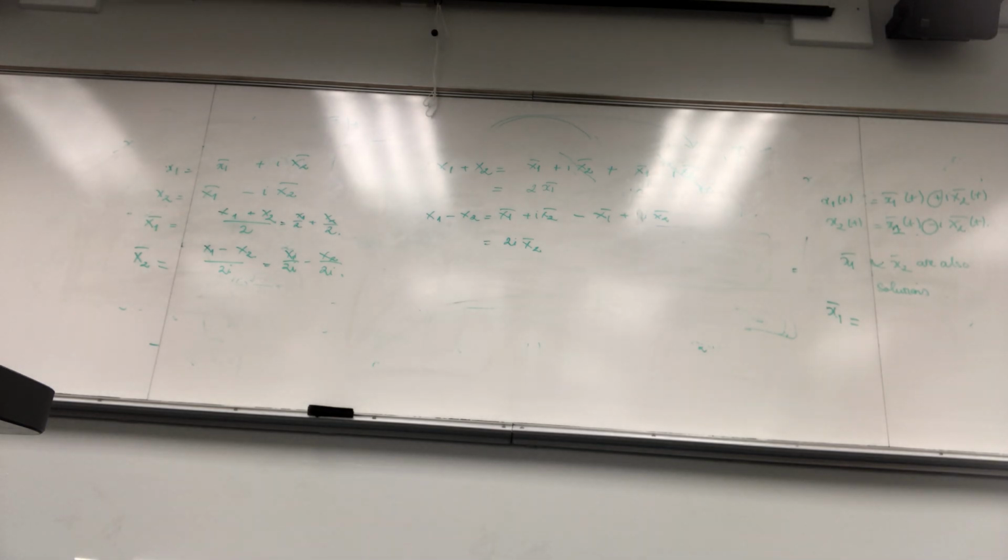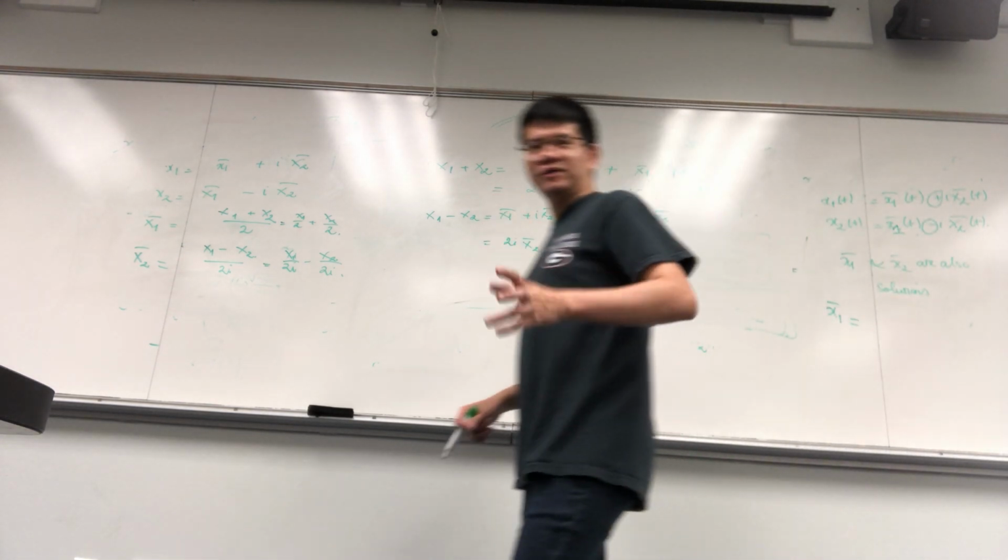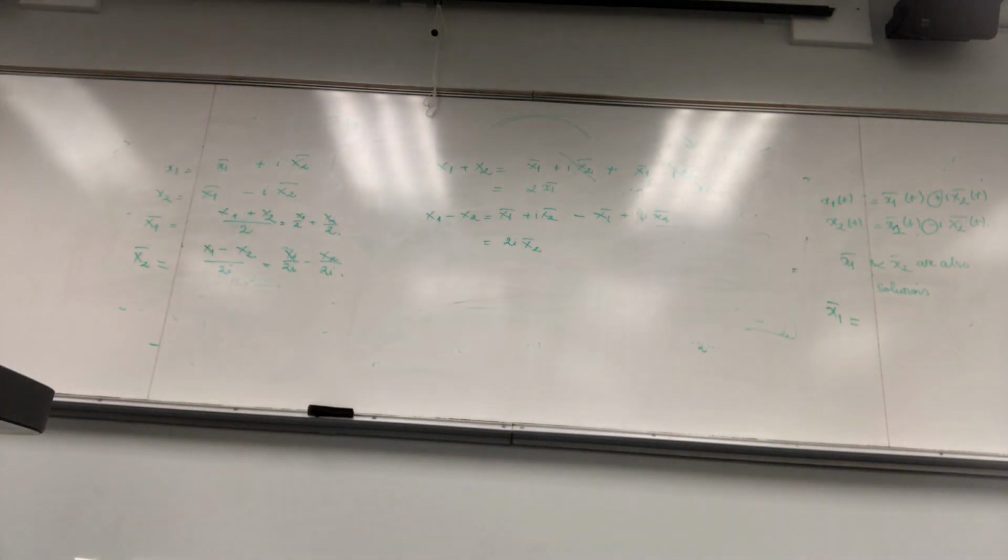And because x1 and x2 are solutions, then x1 bar and x2 bar are also solutions. Why? We discussed this last time. Remember that? We have x1 is a solution, x2 is a solution, then the linear combination of x1 and x2 is also a solution, right? Why? Can you remind me? Because their linear combination is in the same subspace, so the solution space is a subspace.